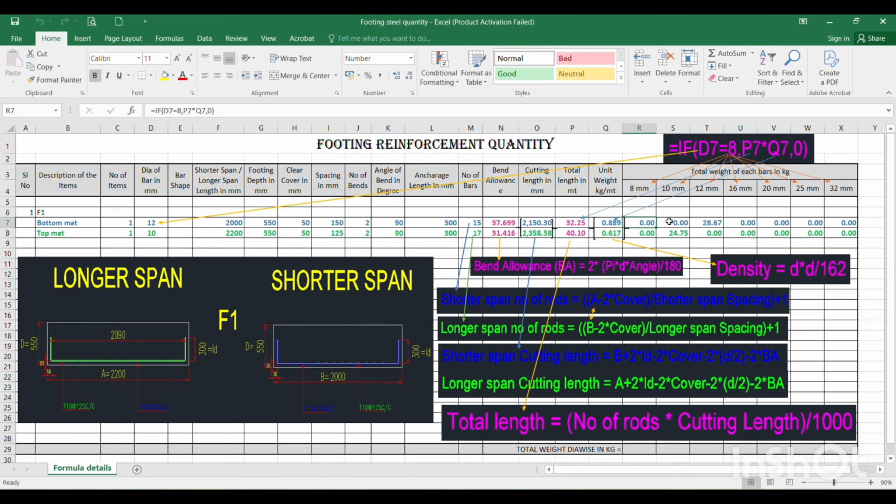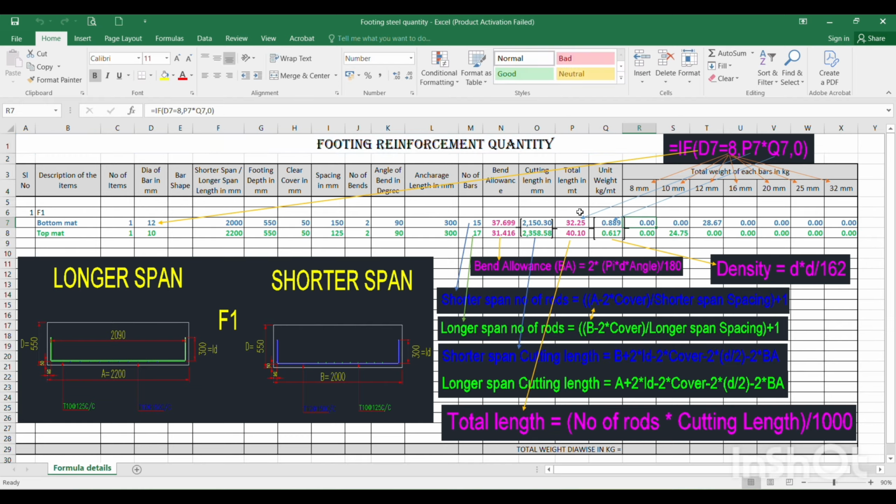And this is the dia wise bifurcation formula. I have clearly explained this formula in the last video. Just watch that last video to understand how to enter this formula. Here is the formula I have entered for the 8 mm. Similarly, this formula is to be entered for all the columns. In this formula, the only variable is this 8 mm. I will show you in the formula.